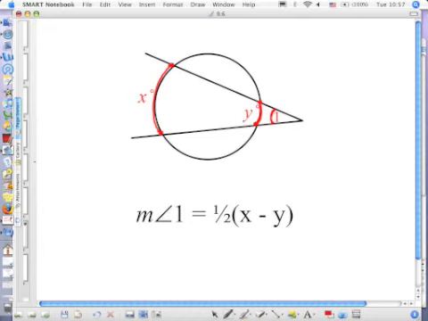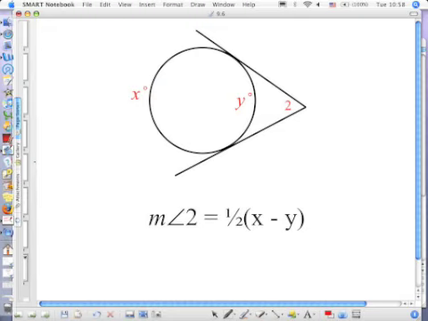That's weird. So the measure of angle 1 is equal to half... We're going to prove this at the very end of the lesson today, but right now we're just going to go with it. The measure of angle 1 is equal to half the difference between those two arcs, so half of x minus y. Since x is the bigger one, we put it first.